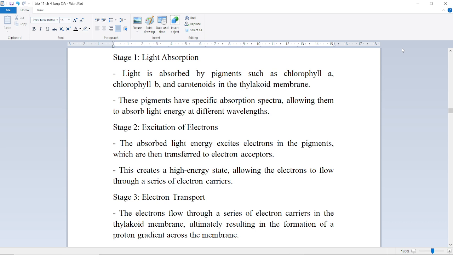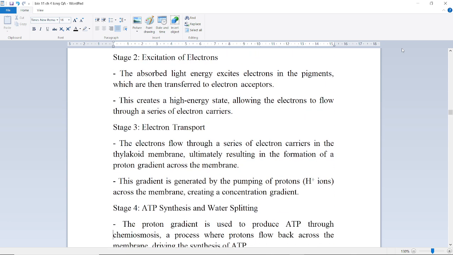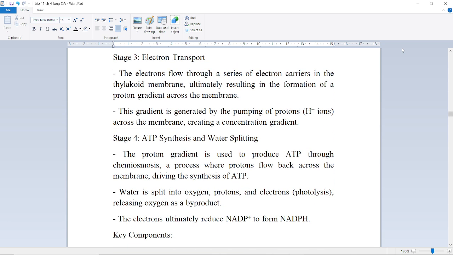This creates a high energy state, allowing the electrons to flow through a series of electron carriers. Stage 3, electron transport. The electrons flow through a series of electron carriers in the thylakoid membrane, ultimately resulting in the formation of a proton gradient across the membrane. This gradient is generated by pumping of protons, H+ ions, across the membrane, creating a concentration gradient. Stage 4 is ATP synthesis and water splitting.